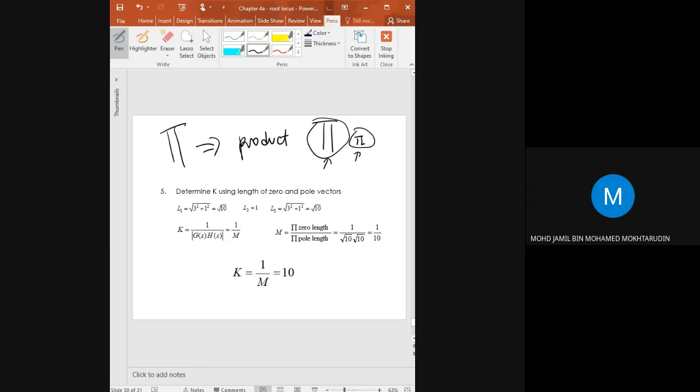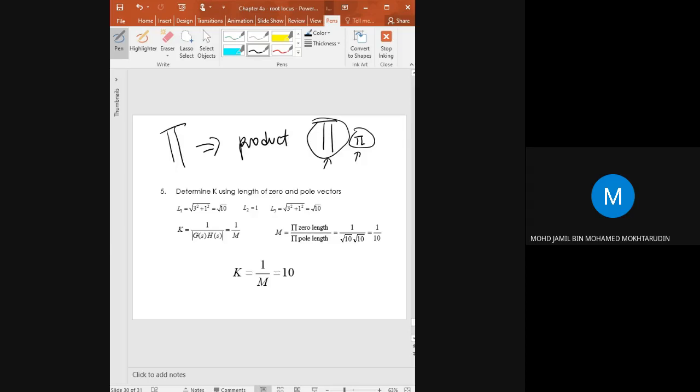Okay, so use all the lengths that you calculated. So length of zero is 1 divided by square root 10 times square root 10. So you get 1 over 10. So M equals 1/10. And then ambil value M ni, guna dekat formula yang derive awal tadi. So K equals 1 over magnitude of G times H, equals 1/M. So K equals 1/M. So M is 1/10, substitute 1/10 here. So you get K equals 10. Okay, so dapatlah K equals 10.